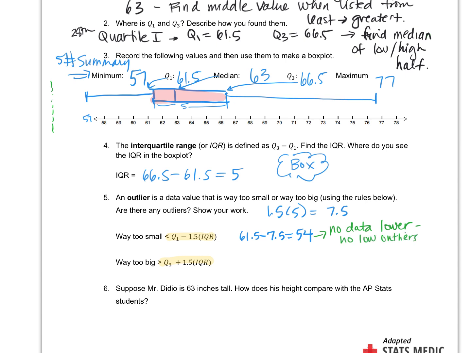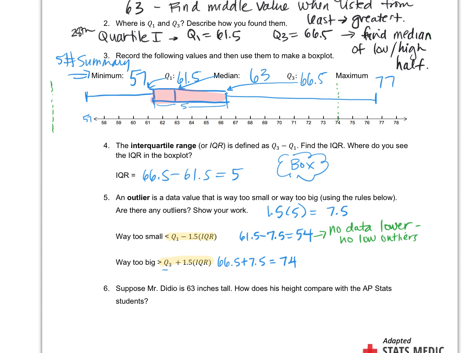Now, we're going to do the same thing, but on the high end of the spectrum here, okay? So it's going to be Q3 this time. So 66.5 plus 7.5, that 1.5 IQR, 74? Check it out. If I put that invisible fence, look, we already crossed it, didn't we? Oh, yeah. Ruh-roh.